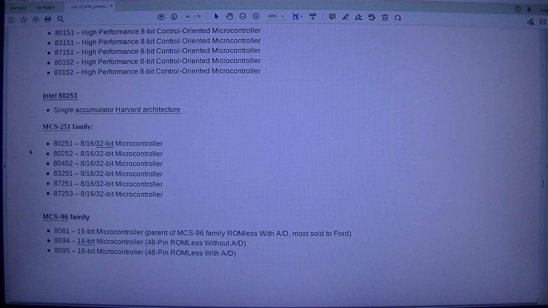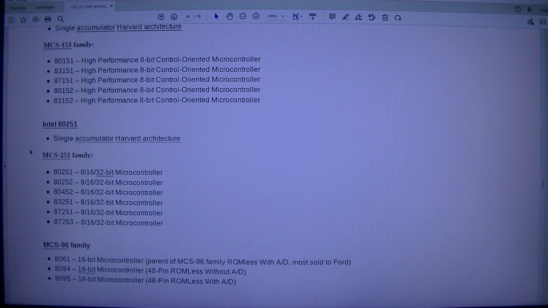80251. Single Accumulator Harvard Architecture. MCS 251 Family 80251 8/16/32-bit microcontroller. 80252 8/16/32-bit microcontroller.